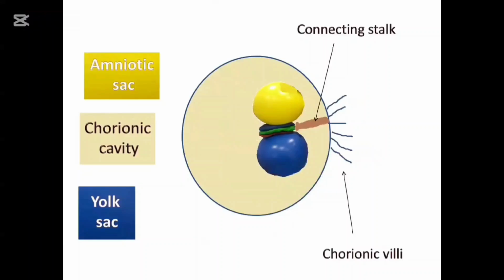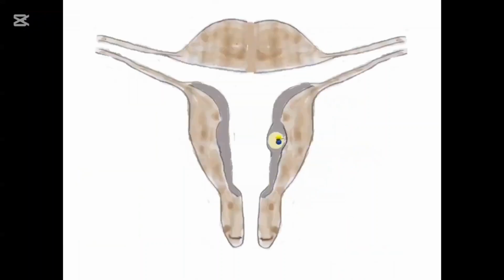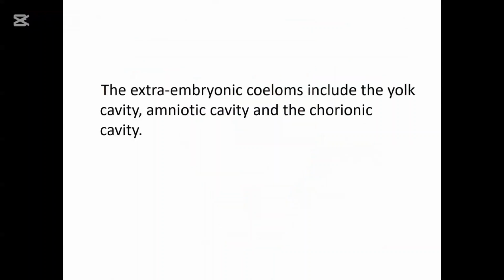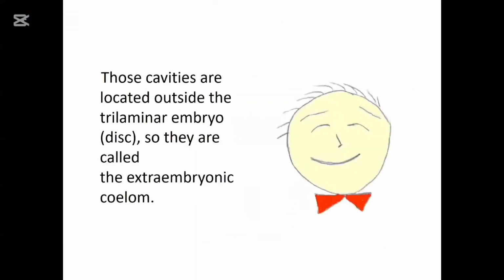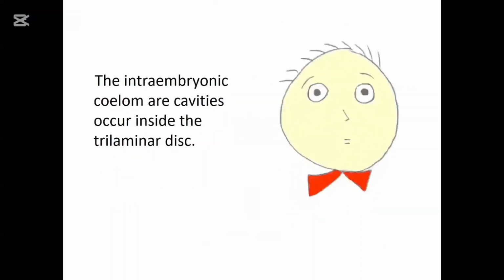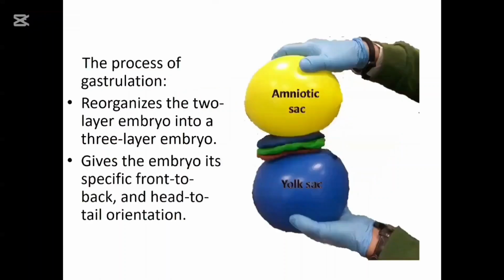And here is the connecting stalk, the future umbilical cord. And here is the embryo embedded in the uterus. The extraembryonic coelom includes the yolk cavity, amniotic cavity, and chorionic cavity. These cavities are located outside the trilaminar embryonic disc, so they are called extraembryonic coelom or cavity. The intraembryonic coelom is a cavity that occurs within the trilaminar disc.